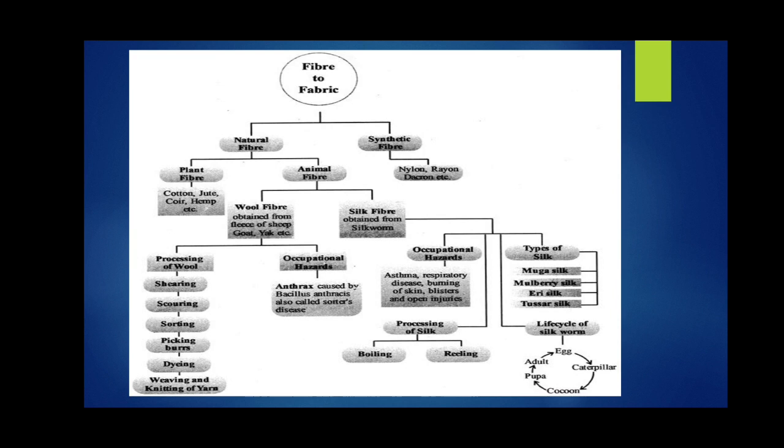After we get the cocoon, we do two processes. First we have to boil it. After that we have to reel it. While doing this work, there are also some occupational hazards like asthma, respiratory diseases, burning of skin, blisters and open injuries. These are some occupational hazards one may have while doing sericulture.